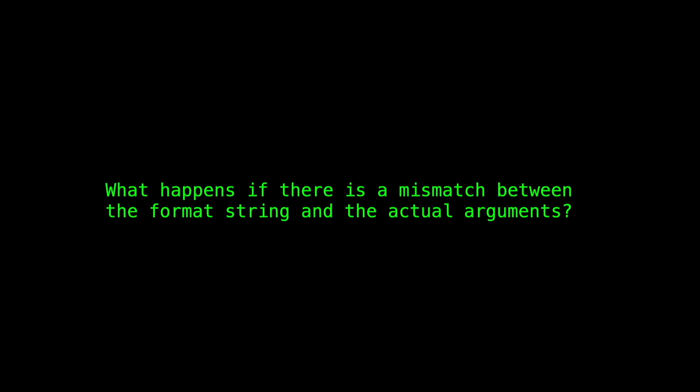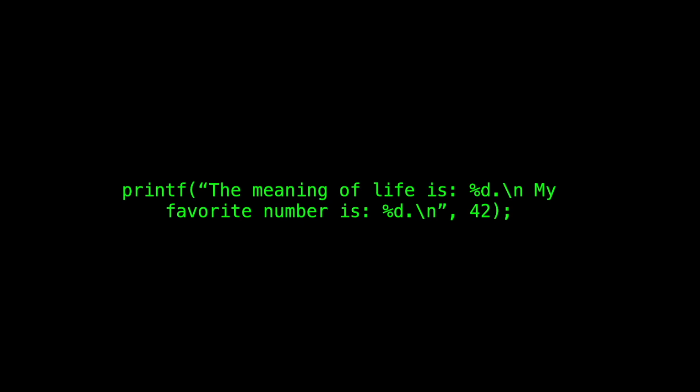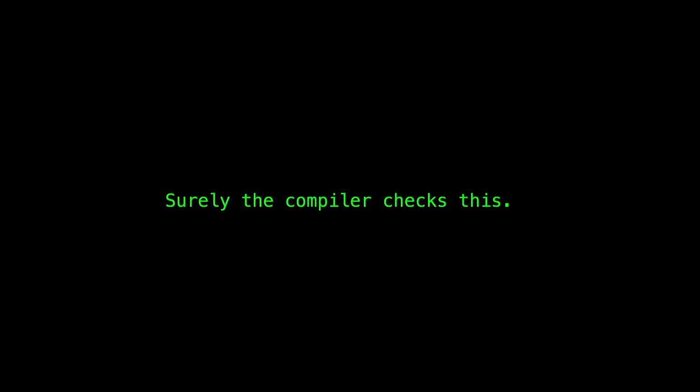But what happens if there's a mismatch between the format string and the actual number of arguments provided? So say, for example, we have, again, the meaning of life, and then say our favorite number is %d, but we've only provided it with 42 here. So there's only one argument. What is that second %d going to be? And surely the compiler would check this, right? We know how many arguments there should be.